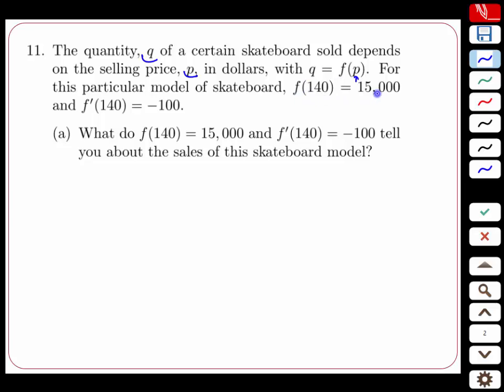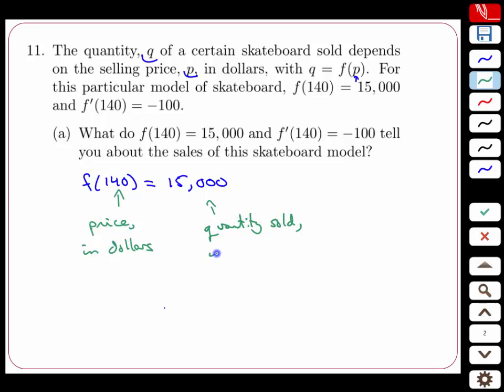We're told a few things about that relationship, in particular the function value at some point and the derivative at the same point, and we're asked to interpret that. Well, one of the great guides for these kinds of questions is to look at the units. If we look at what goes into that function, it's a price, and that price is in dollars. What comes out is a quantity sold, and that is in units. And so what we would express for this is, if we set the price to 140, then we're going to sell 15,000 skateboards. What about the derivative?